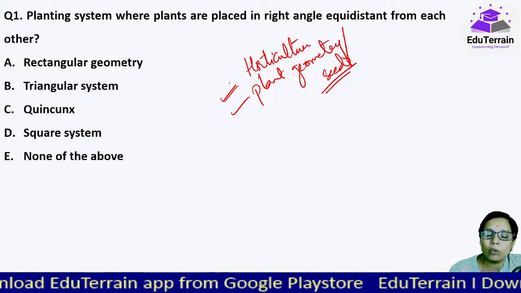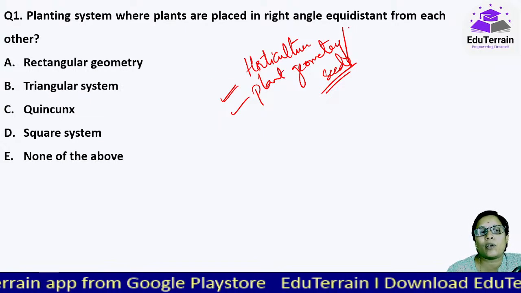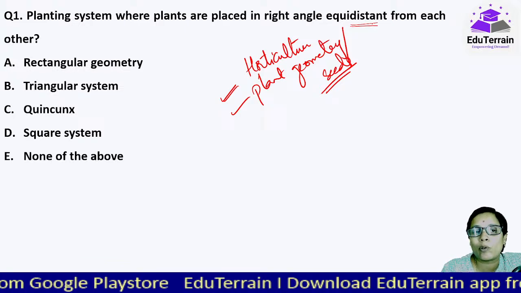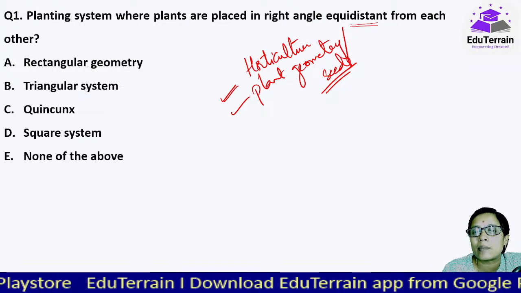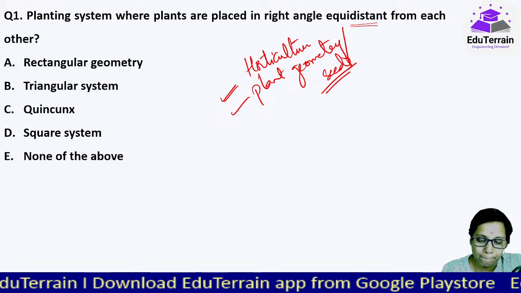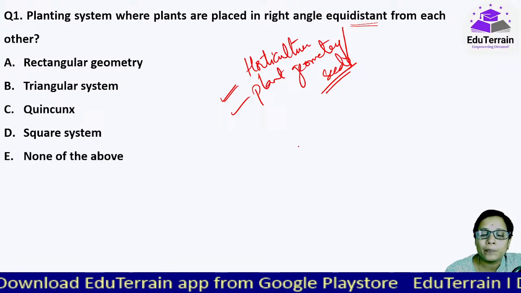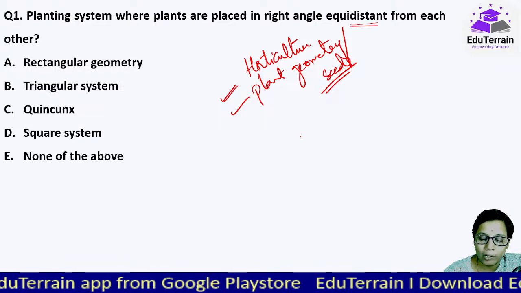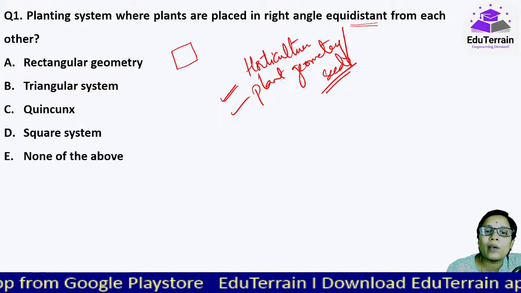Now here, when we talk about where the plants are placed at right angles, equidistant from each other, the keyword in this part is equidistant from each other, right angled. So what is the planting system that we are looking at here? Yes, try कीजिए, गलत भी हुआ तो कोई problem नहीं, I am here to guide you. Okay, here in this case it is the square system.